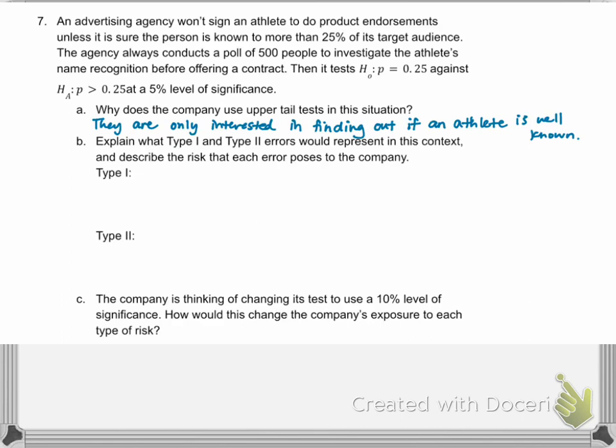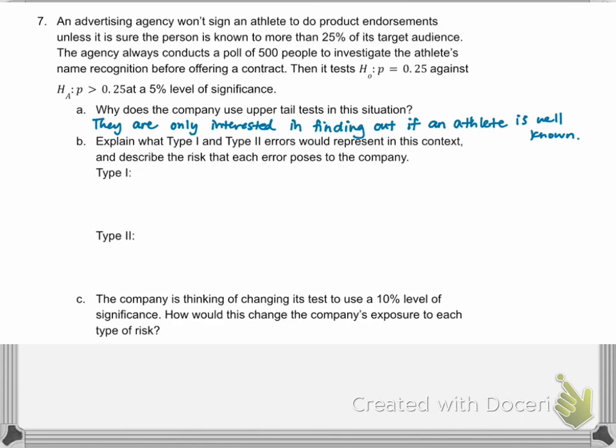They're doing only an upper tail test because they're only interested in finding out if an athlete is well known. They don't want to know if an athlete is very poorly known, and they don't want to just know if they're different. They're curious about knowing if an athlete is popular. So they're only going to do a right tail test here.